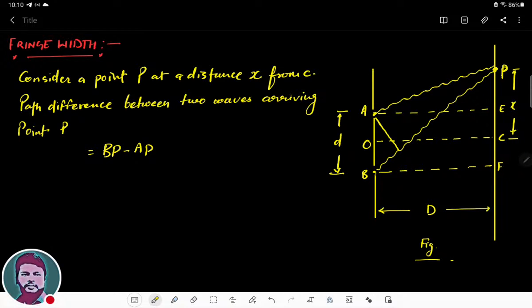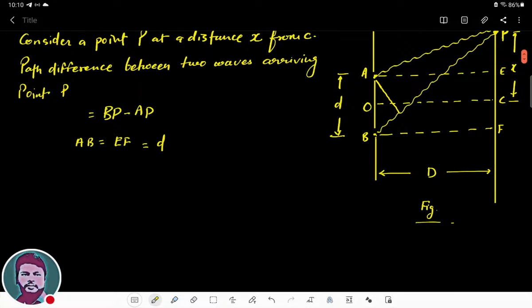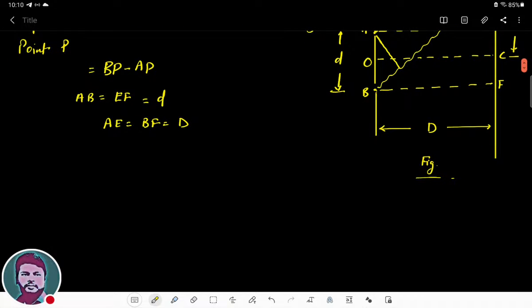We know that AB is equal to EF. Now AP is equal to EF is equal to d. These both have the same distance, d, and AE is equal to BF is equal to capital D, basically the distance between the slits and the screen. All right, now what is PE?